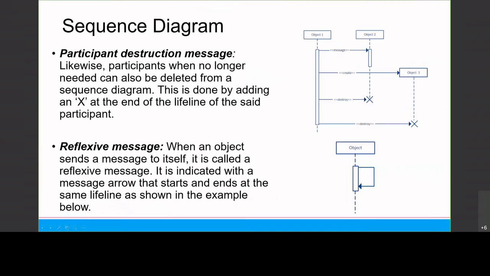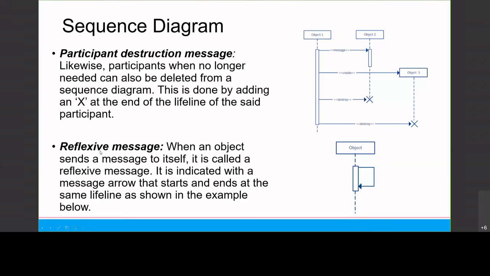Destruction message means just delete. Okay, when you have finished with the message and you want to delete all the information, all the communication, then you can destroy. So usually when you have a complaint or anything on the web, you want to save it. But in some cases, you want to delete the privacy information. Then this also exists in the sequence diagram.